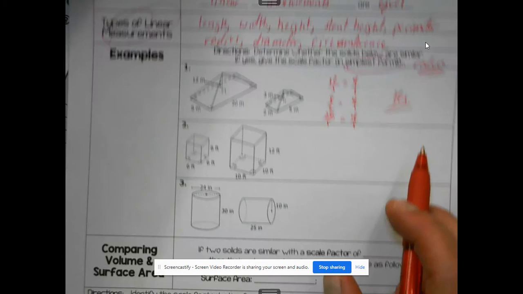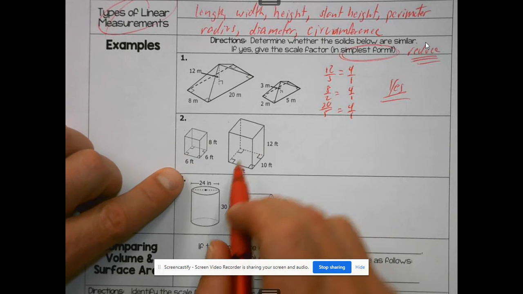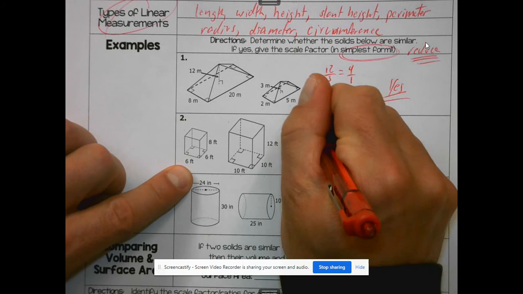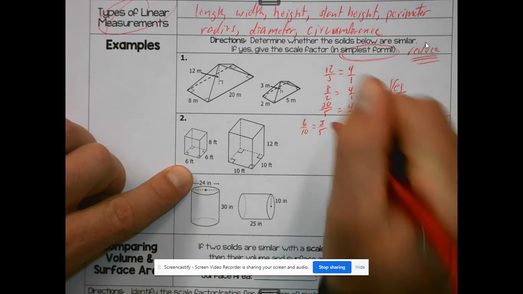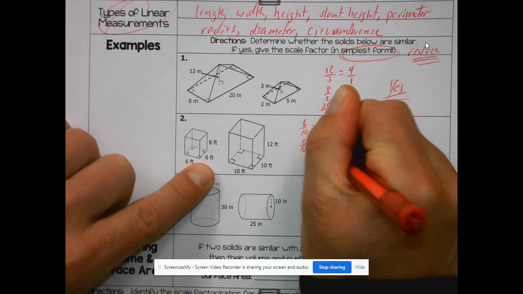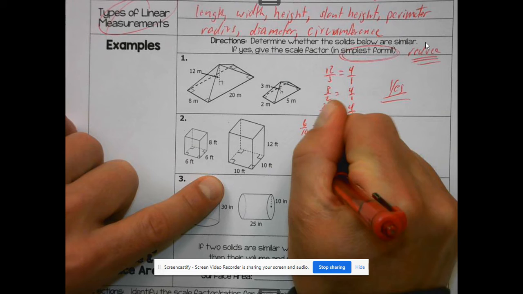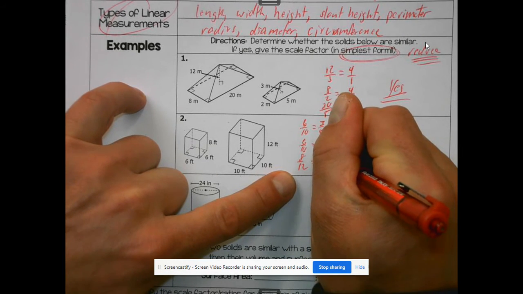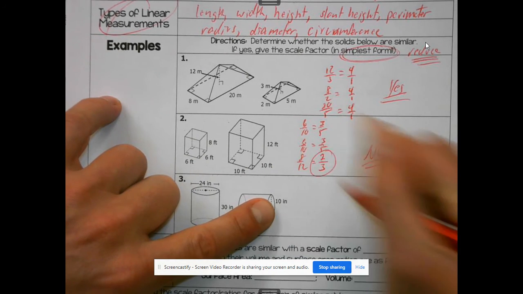Number 2, you got a square pyramid here. All right, so once again, match up all the sides. So let's go the length in the bottom. We'll go small to big, 6 over 10. That reduces to 3 over 5. The widths, 6 over 10. That reduces to 3 over 5. And then the heights, 8 over 12. That also reduces to, oh, no, that doesn't. Divide top and bottom by 4. That reduces to 2 over 3. So no, this guy was not the same as those two.